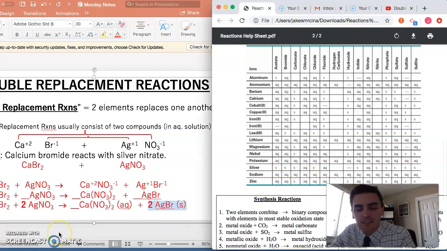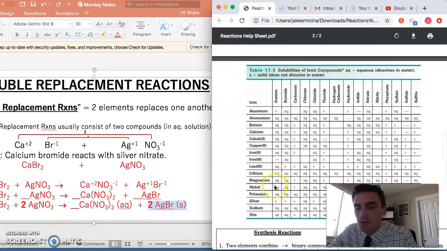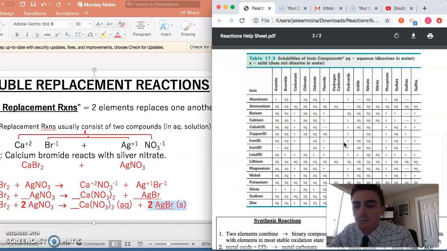That's what you'll do on assignment 5B, looking at those letters, but this is the back of your reaction help sheet, and this is probably what you'll use to predict the different states of those products.